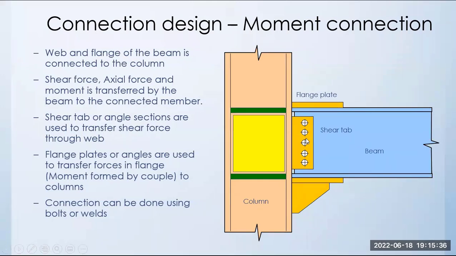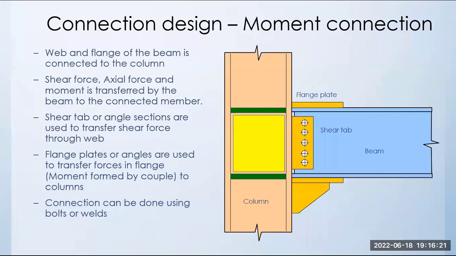Similarly, for transferring the shear, we will provide one shear tab as well as an angle on the web of the beam to transfer some part of the axial force as well as the shear force 100%. The flange plates or angles are used to transfer forces, or sometimes we provide bolted connections. I can show you the bolted end plate connection in the next part. That is also another type of rigid connection. The flange transfers the forces, and the connection can be done using bolts as well as welds.